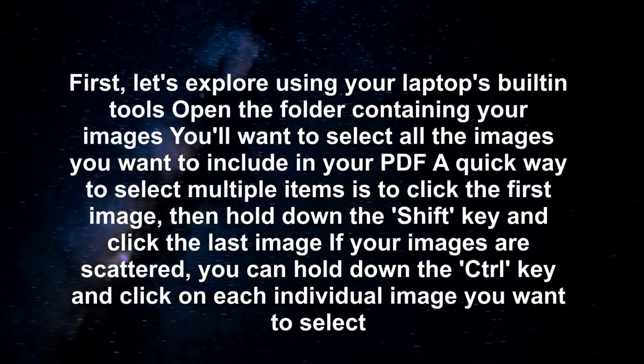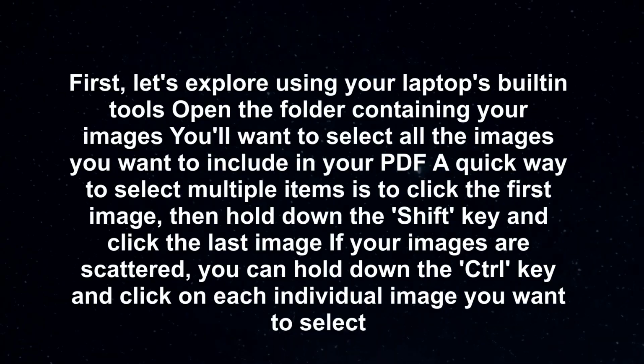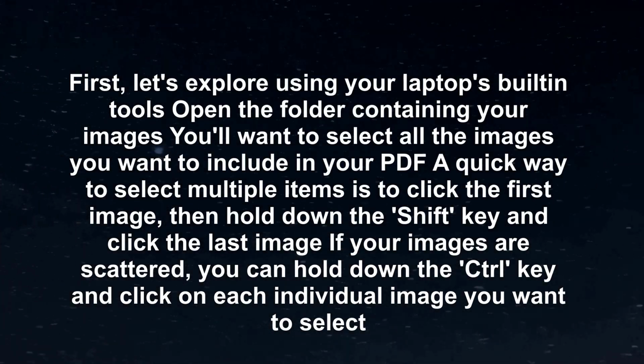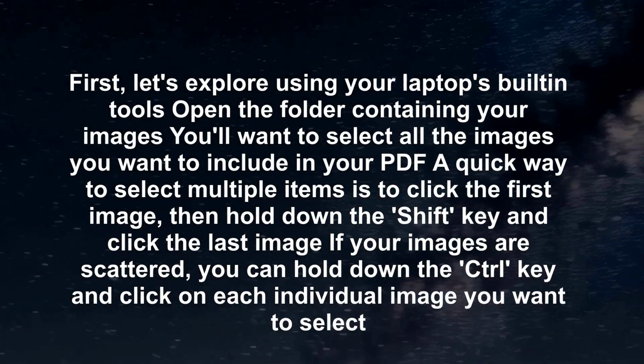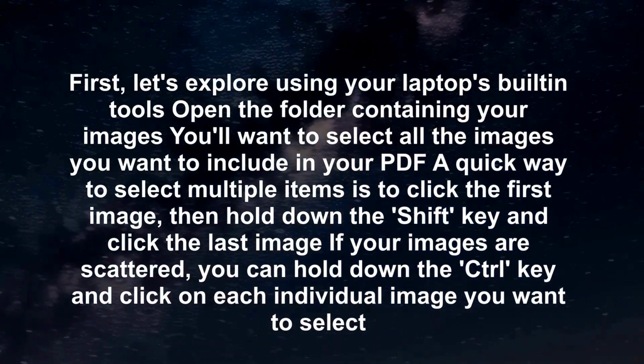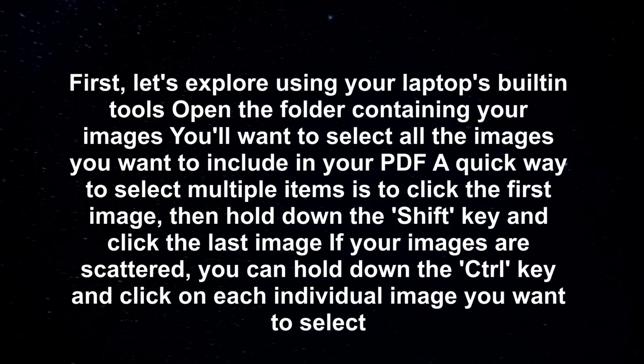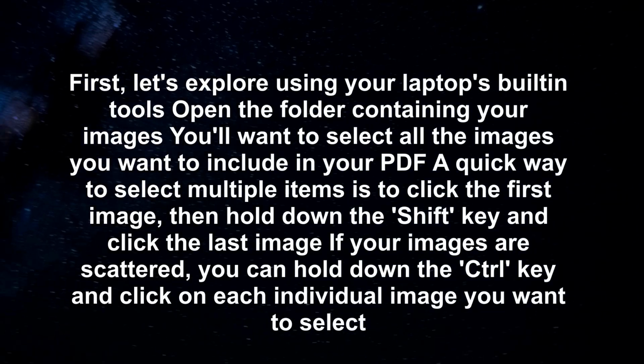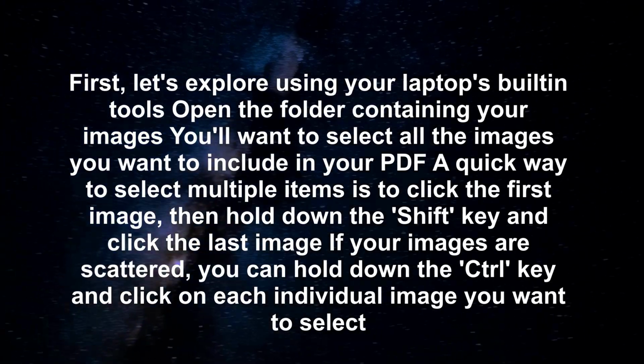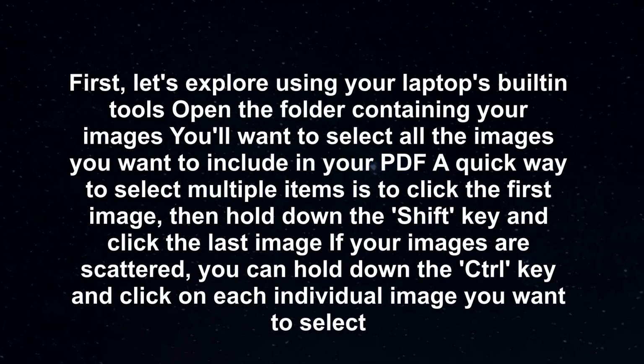Open the folder containing your images. You'll want to select all the images you want to include in your PDF. A quick way to select multiple items is to click the first image. Then hold down the Shift key and click the last image. If your images are scattered, you can hold down the Control key and click on each individual image you want to select.